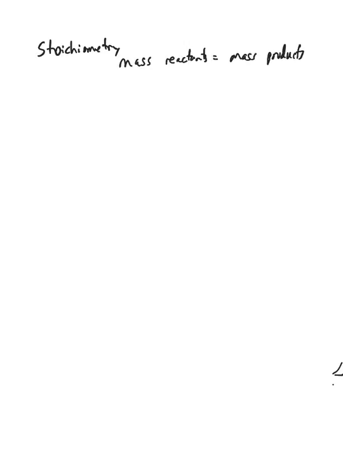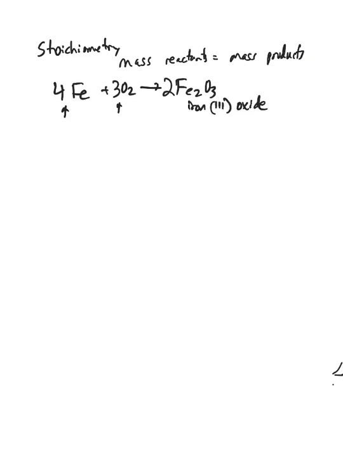So let's look at this example. Let's take iron, react it with molecular oxygen to make Fe2O3, iron 3 oxide. So what those coefficients tell us is that 4 moles of iron reacts with 3 moles of molecular oxygen, O2, to make 2 moles of Fe2O3, iron 3 oxide.